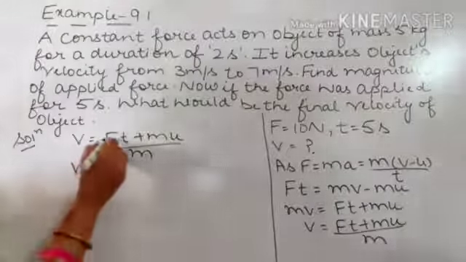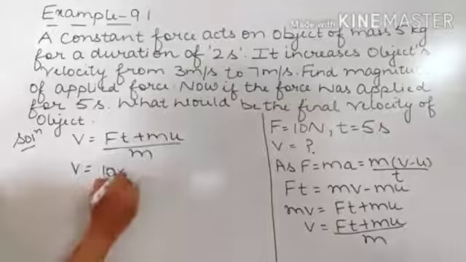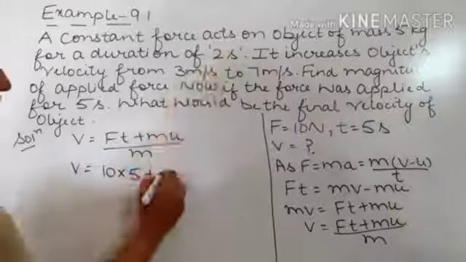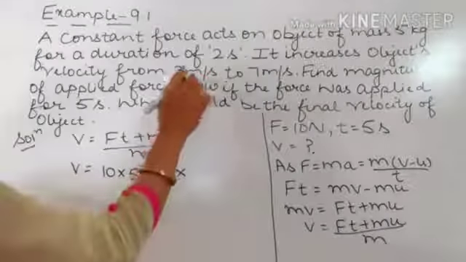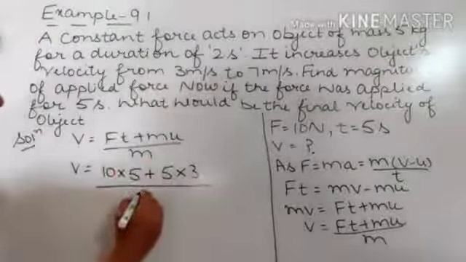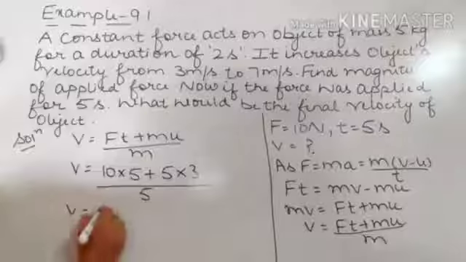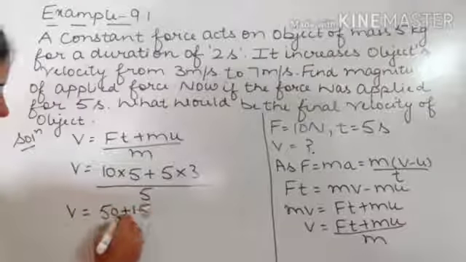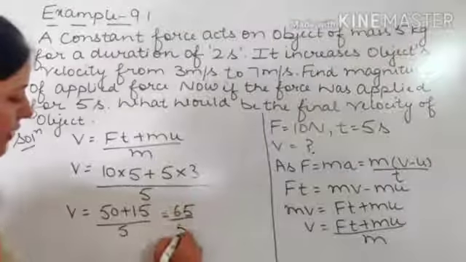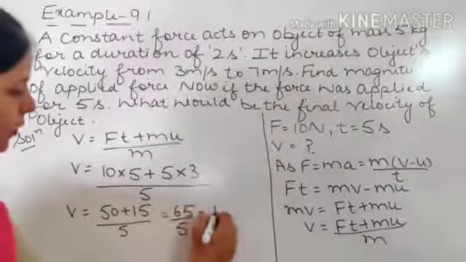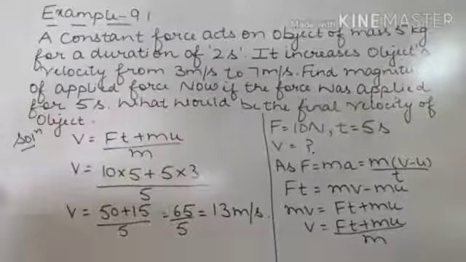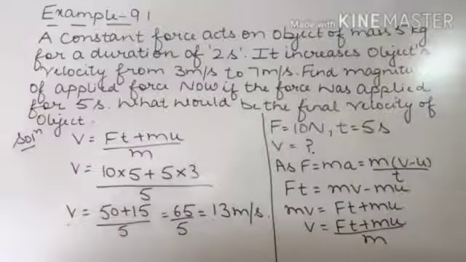Put all the values. Force is 10 newtons, time 5 seconds, mass is 5 kg, initial velocity is 3, divided by mass, same mass 5. Now calculate, we get 50 plus 15 divided by 5, or you can write 65 by 5. So the answer will be 13 meter per second. So this will be the final velocity.